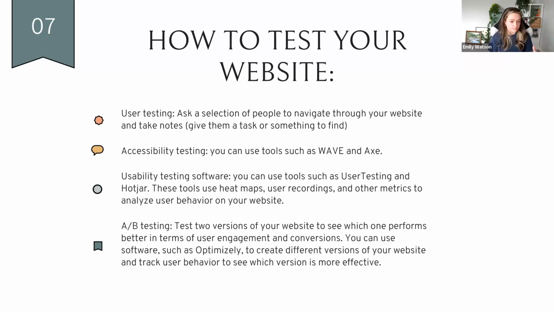And A/B testing. You can actually test two versions of your website to see which performs better, especially for user engagement and conversion. There's software like Optimizely to create different versions of your website and track user behavior to see which version is more effective.